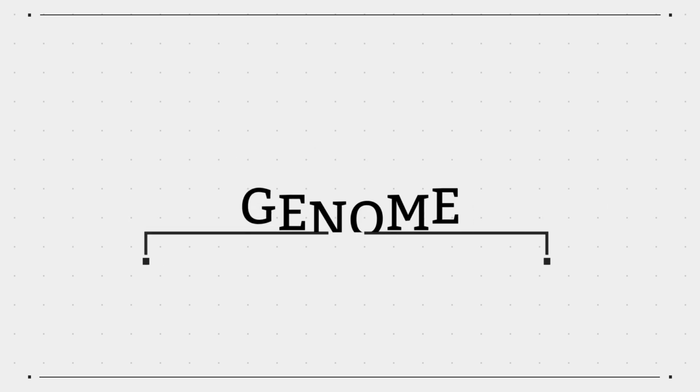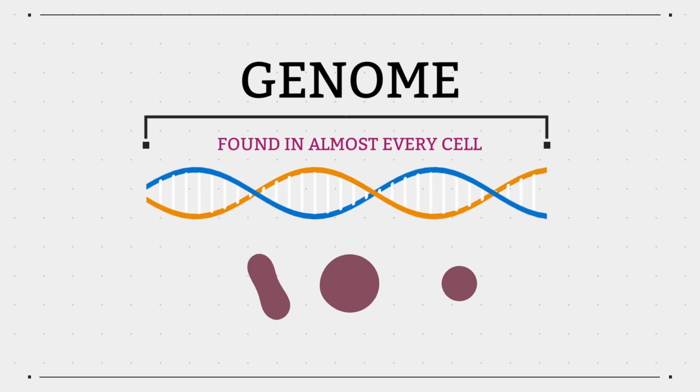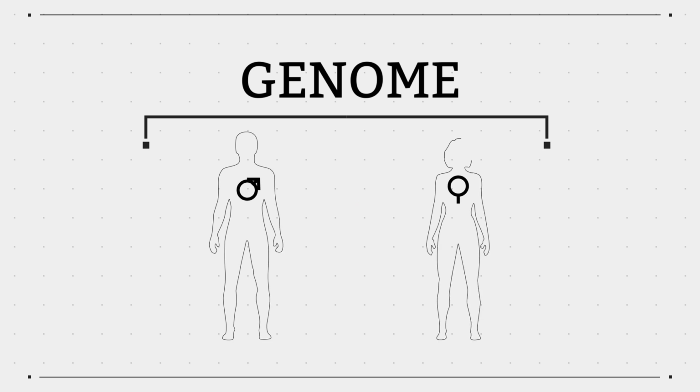A copy of our genome, all our DNA, can be found in almost every cell in our body. We inherit our genome from our parents, but how does DNA from your mother and DNA from your father combine to produce your own unique set of genetic information?